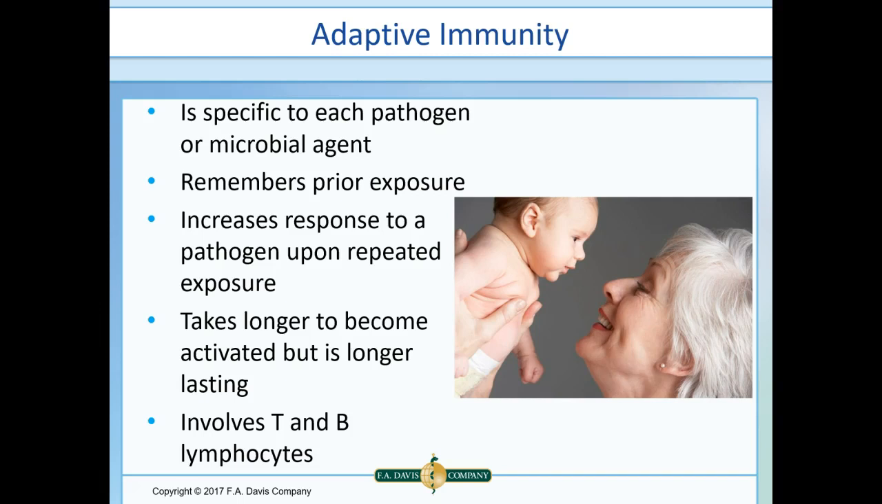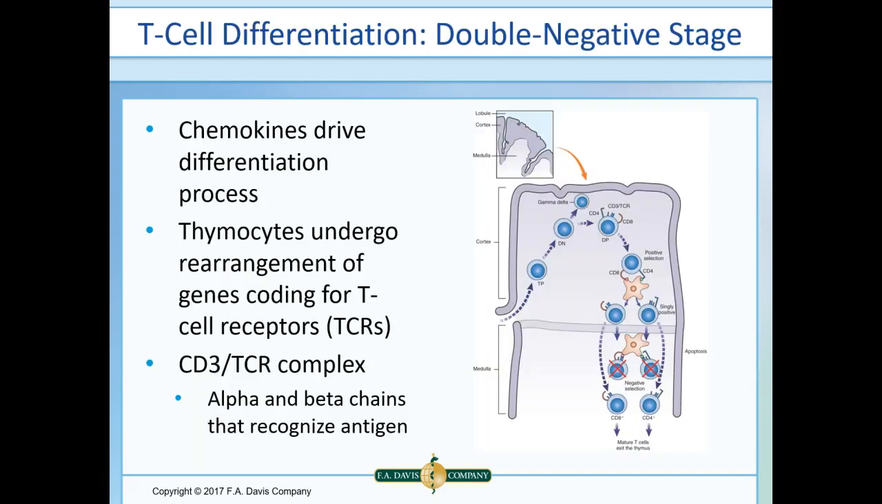So the baby will be exposed and then start to create that memory response. This increases response to a pathogen upon repeated exposure. So if Auntie Ethel comes over next time, baby's body may remember that. It takes longer to become activated, but is longer lasting. So think about when you get a vaccination or if you get the chicken pox, okay? It's going to take a little bit longer to activate it, but that immunity lasts pretty much the rest of your life. So your body has that ability that after it's adapted to maintain that immunity. This one involves the T and B lymphocytes, where the innate involved more of the granulocytes.